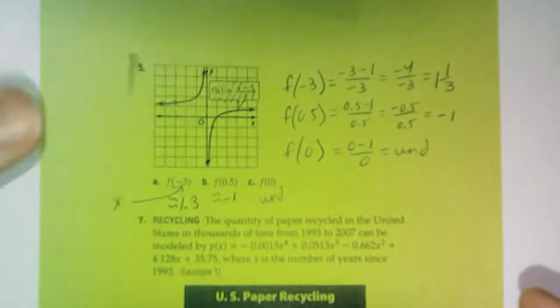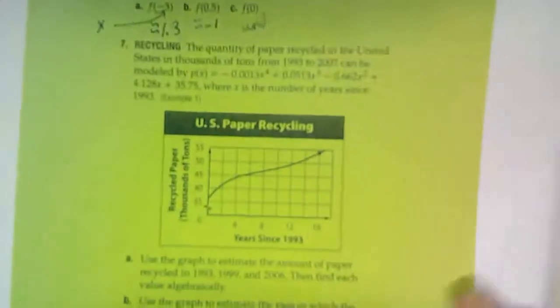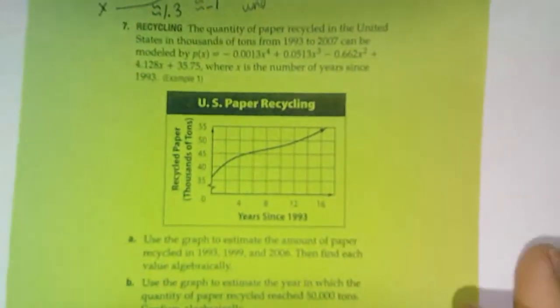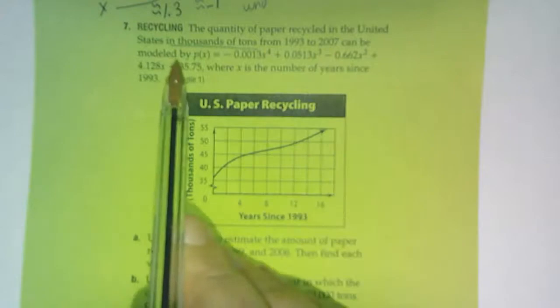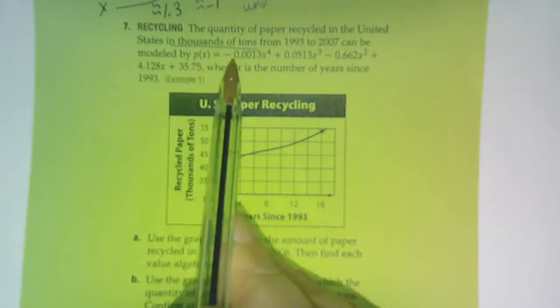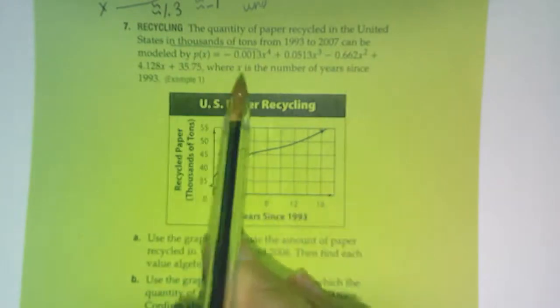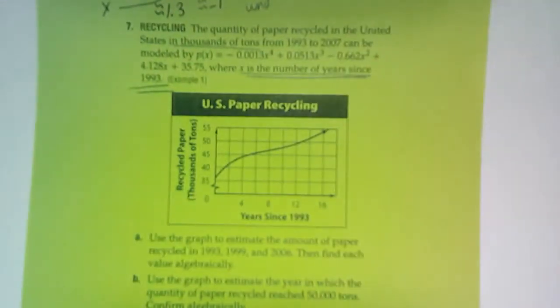And then we're going to do this other kind of example here. They've done one like this also in tonight's homework. It says, the quantity of paper recycled in the United States in thousands of tons from 1993 to 2007 can be modeled by the function p of x equals negative, and so on, where x is the number of years since 93. Underline that. Number of years since 1993.